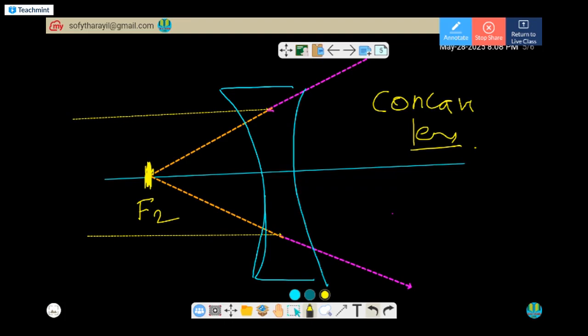Anyone has any doubt regarding the first and the second focal point for both concave and convex lens? Yes? If you have any doubt, you can ask me right away.